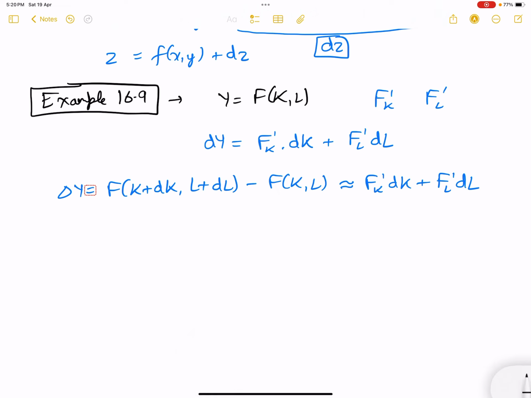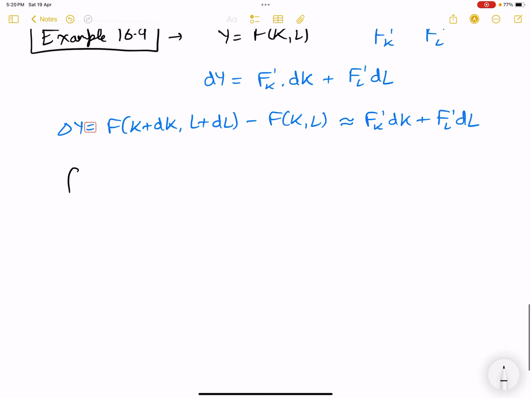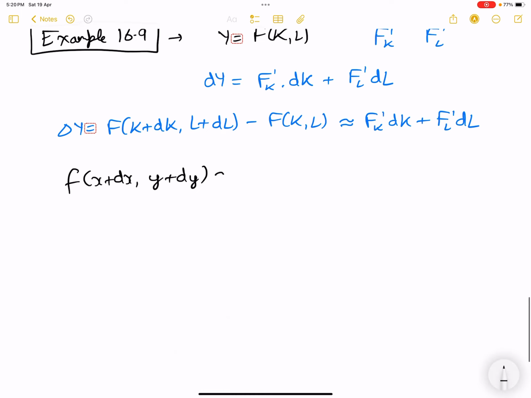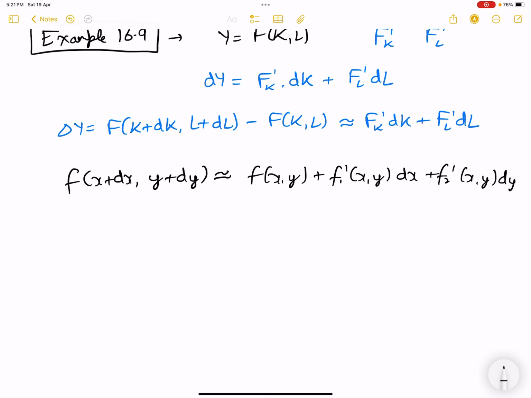तो we'll come to this conclusion. एक ये फॉर्मूला है f of x plus dx comma y plus dy. This is somewhat equal to, approximately equal to, this is approximately equals to f of x y plus f1 dash x y dx plus f2 dash x y dy. So far we have got this.